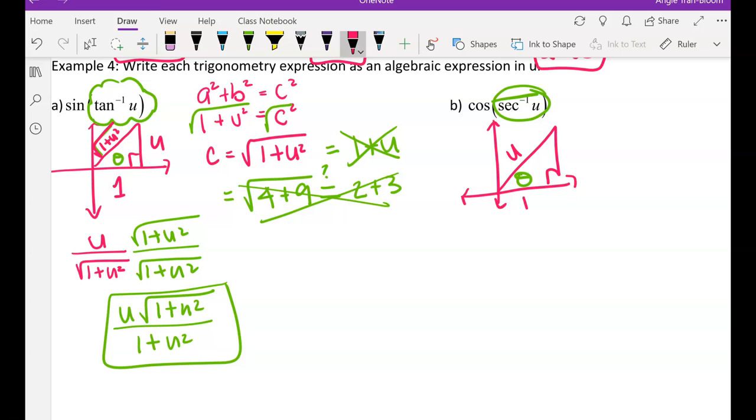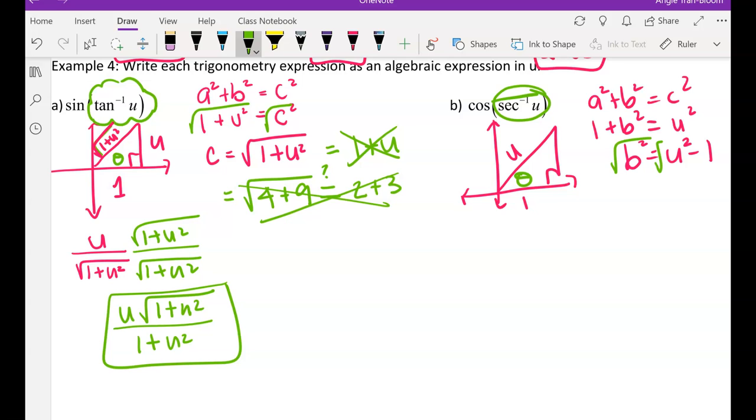So that means a squared plus b squared equals c squared again. A squared is 1. 1 squared is 1. Plus b squared is unknown. What's c squared? u squared. Let's move the 1 over. So b squared equals u squared minus 1. Square root both. So b equals square root of u squared minus 1. Is that equal to u minus 1? No. Please don't do that. So that is your opposite leg. Okay, what's the final answer? 1 over u. So technically, do you even have to find the opposite leg? No. Okay, so just to show.